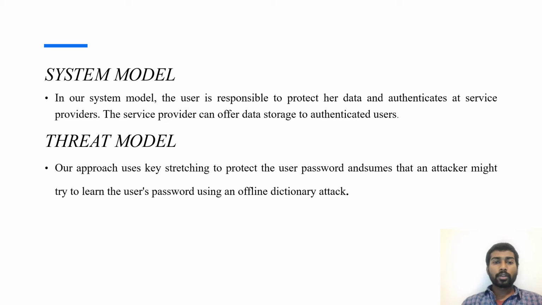We'll talk about the system model. In our system model, we have two main entities: the user and the service provider. The user owns one or more user accounts at one or more service providers. The user communicates with the service provider through trusted client software. A user can authenticate to a service provider using the username and the password. The service provider is responsible for managing a set of user accounts and stores all necessary parameters that are needed for user authentication.